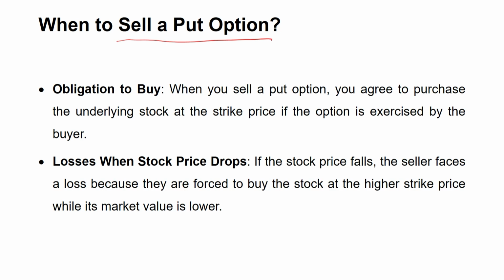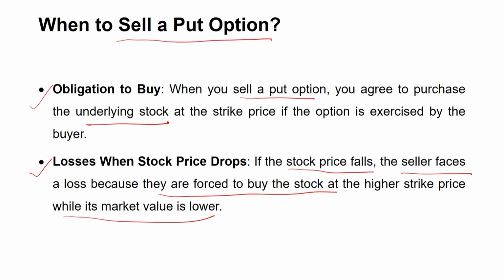Now let us understand in which conditions traders can sell a put option in the market. When they have an obligation to buy. That means when you sell a put option, you agree to purchase the underlying asset at the strike price if the option is exercised by the buyer. Then, you have losses when the stock prices are dropping in the stock market. So if the stock prices are falling, the seller may face a loss because they are forced to buy the stock at the higher price while the market value of the stock is lower.